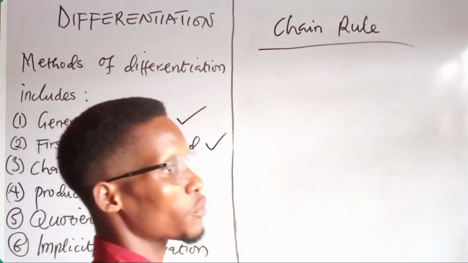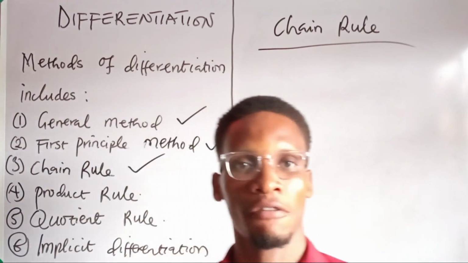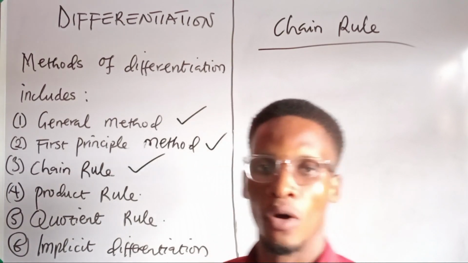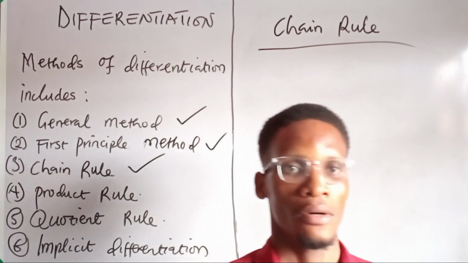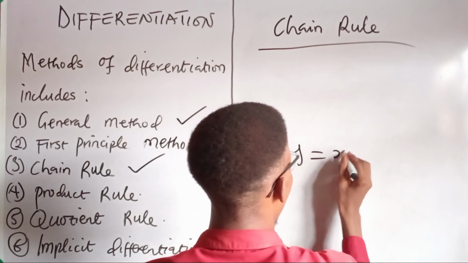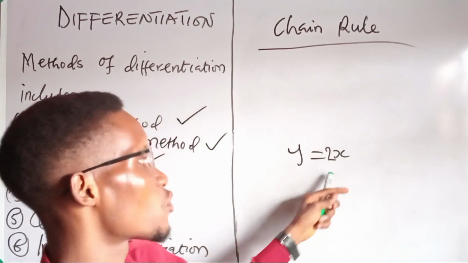So the chain rule is what we use when we are differentiating a particular function that has another function. You understand? That's why we call it function of function. Unlike when you have y equals to, let's say, 2x, you don't need to apply chain rule to solve this.